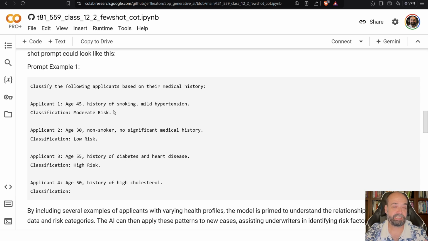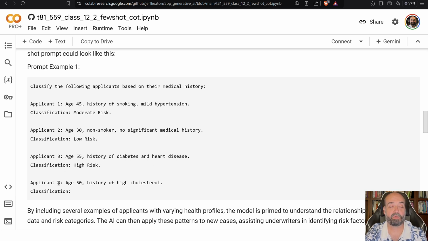The AI didn't say moderate risk for this. We did. It's sort of like we're training it. And this is very much what your training data looks like when you do fine-tuning and other things. But then we have another one, age 30, non-smoker, no significant medical history, obviously low risk. Age 55, history of diabetes and heart disease, obviously high risk.